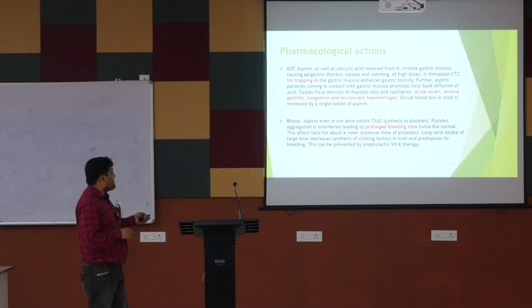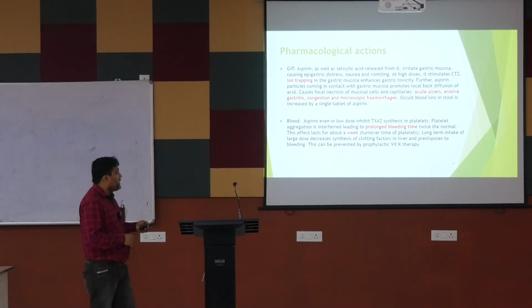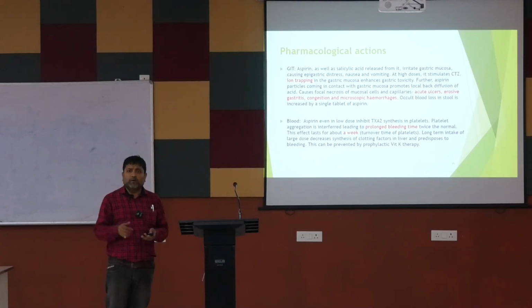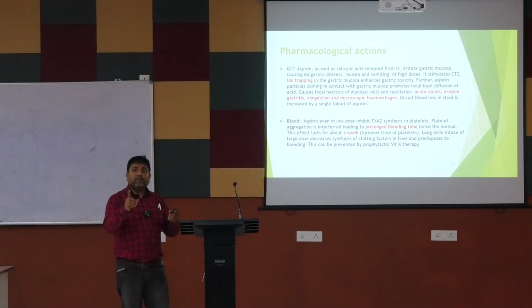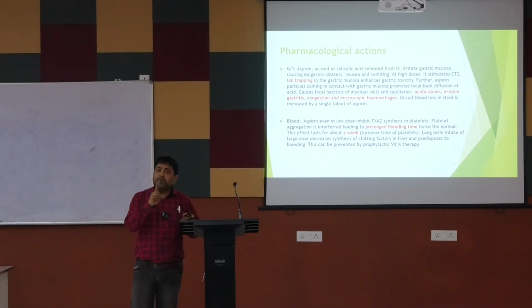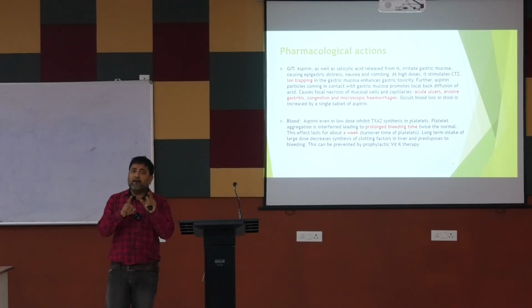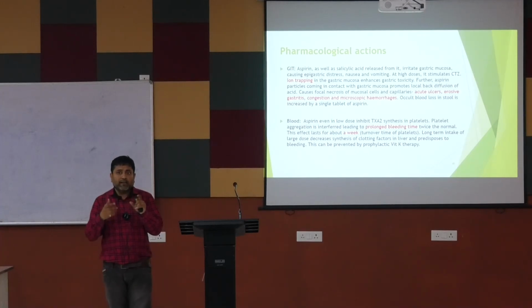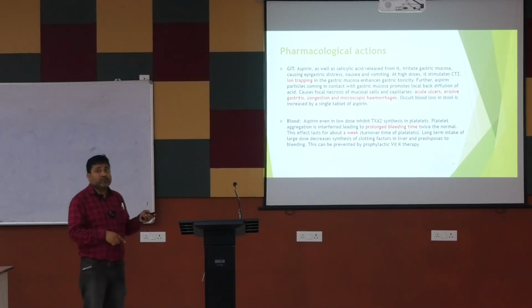Now, blood. As said earlier, aspirin inhibits thromboxane A2 synthesis in the platelet by the inhibition of COX-1 enzyme. Platelet aggregation is interfered with, leading to prolongation of bleeding time to around 2 times the normal. This effect lasts for about a week. Why? Other NSAIDs reversibly inhibit, but aspirin inhibits the COX enzyme irreversibly. So the enzyme action will return only after the newer enzyme is synthesized, and the enzyme turnover rate is around 7 days. So the anti-platelet action of aspirin lasts for 7 days.